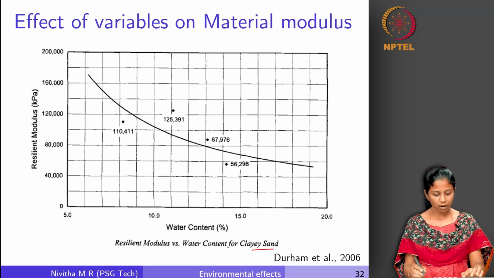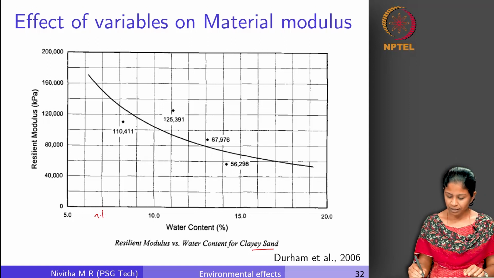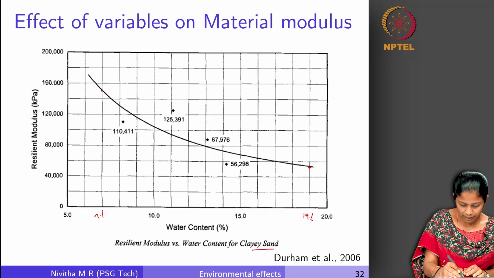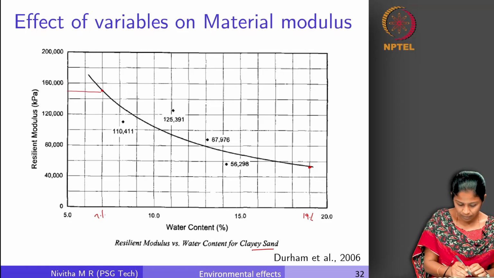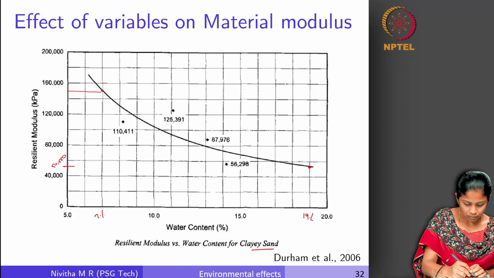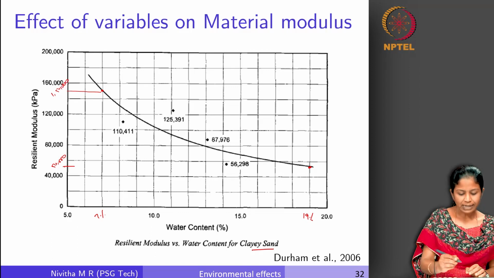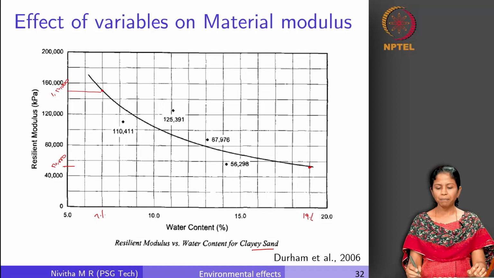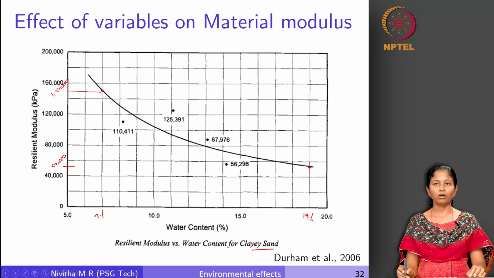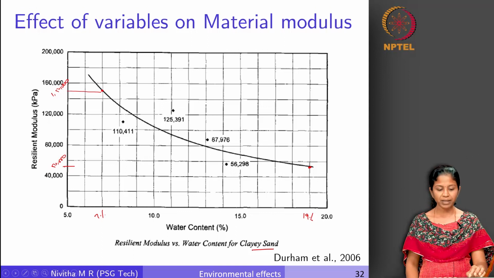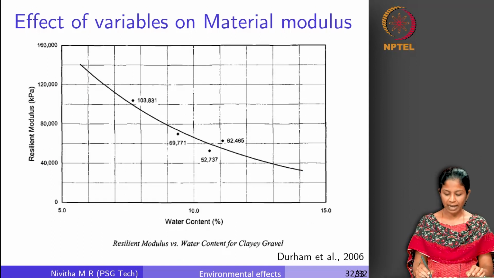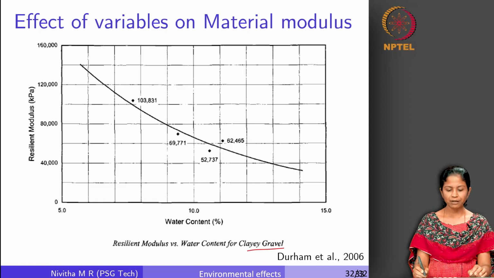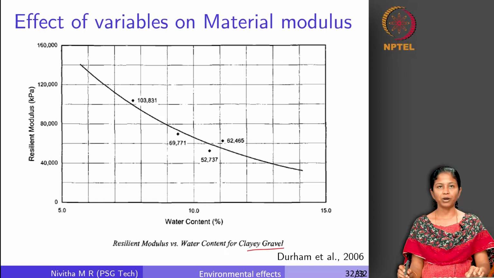We can quantify similar numbers: 7% here, 19% here, identify these 2 points and quantify the effect. So, we are getting a similar effect of about 1 lakh, but depending upon the type of soil, the sensitivity also will vary. This is from the experimental condition. Similarly, we have it for a clayey gravel. For a clayey gravel system also, the effect of moisture content is quantified.